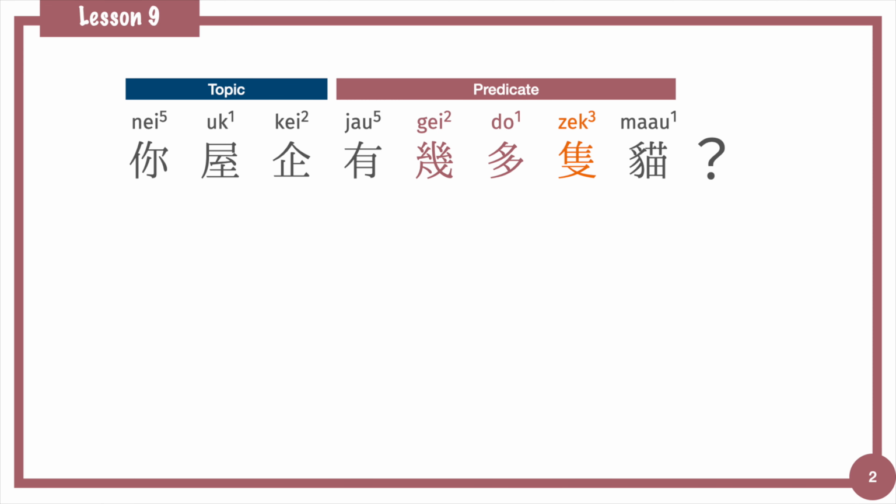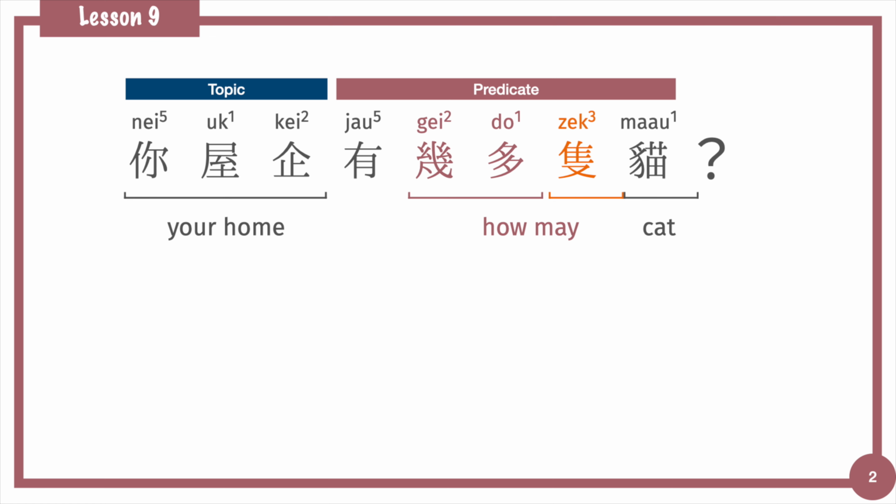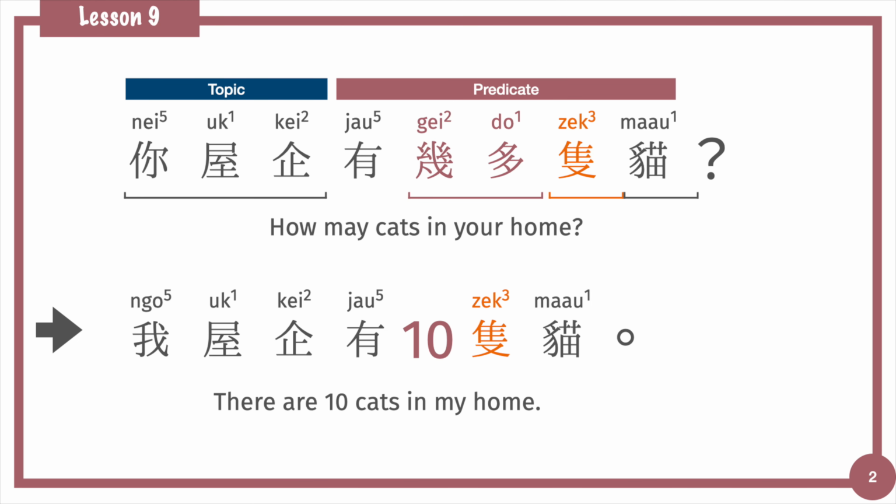Here is another example. 你屋企有幾多隻貓? 幾多 the question word. 隻 measure to count animals. 幾多隻貓 how many cats? 你屋企 your home. 你屋企有幾多隻貓 how many cats in your home? 我屋企有10隻貓. There are 10 cats in my home.